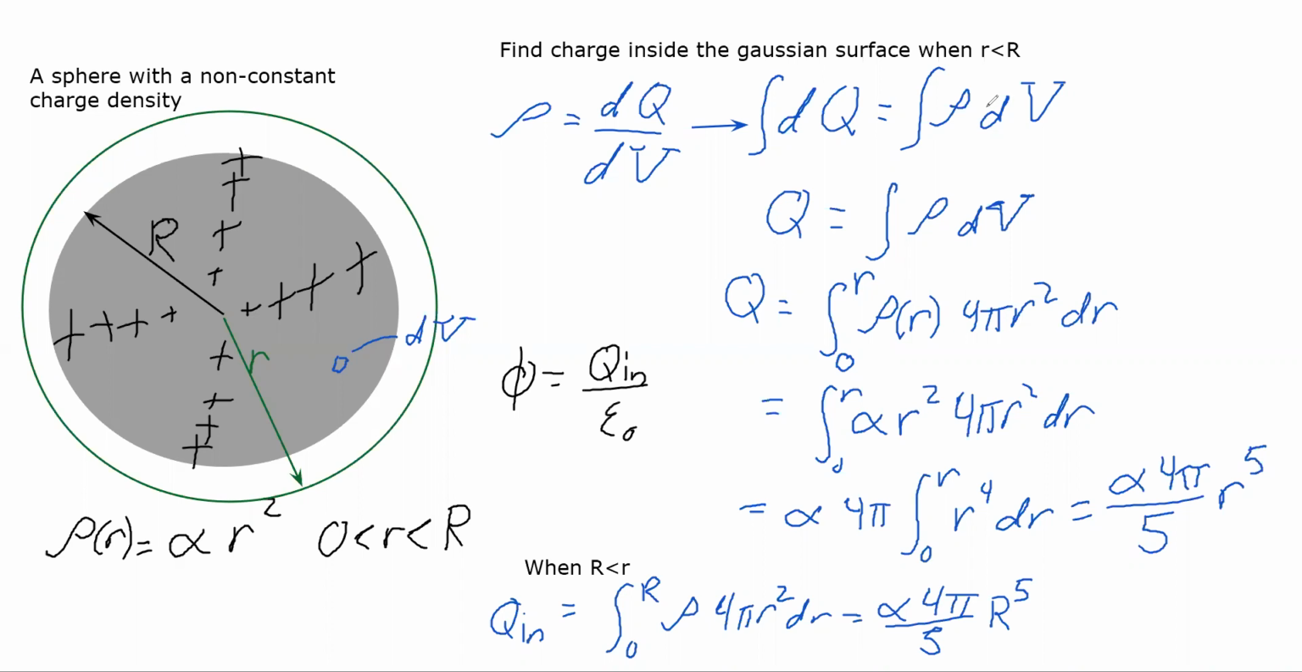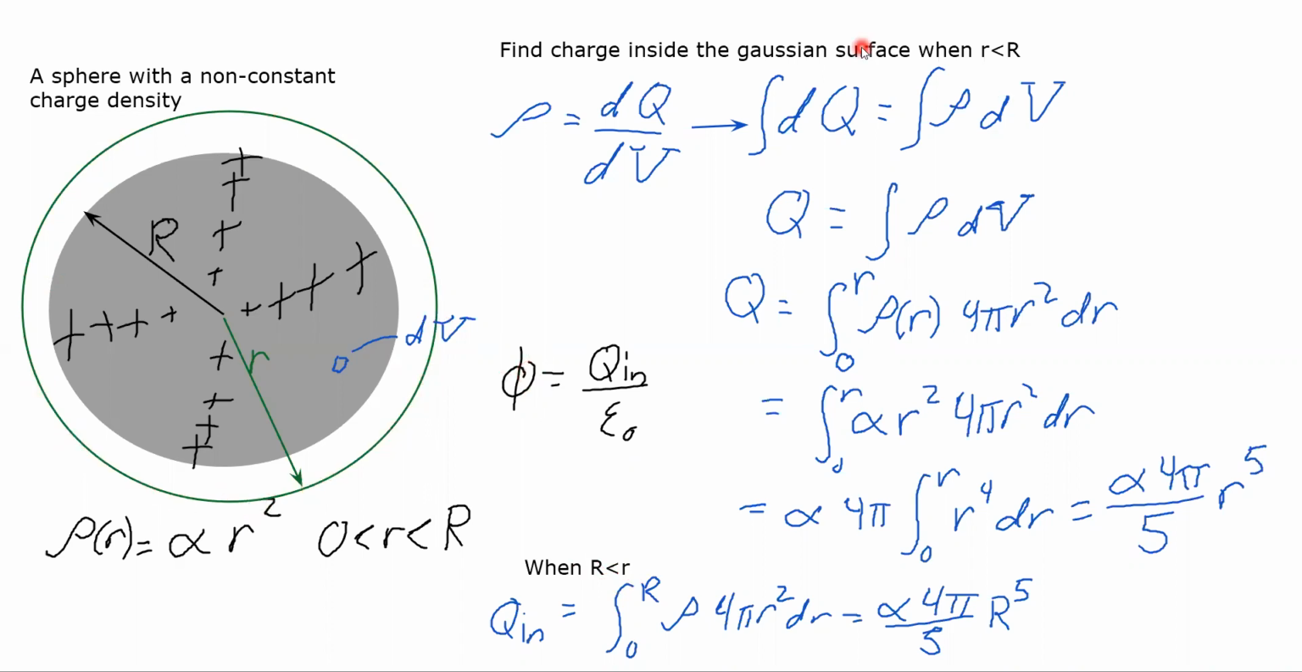So if we're looking at the case when uppercase R is less than lowercase r, which is the picture shown here, and I say find the flux going through what? Well, when you're trying to find flux, you always look to Gauss's law, or the Gaussian surface. You look to the flux going through the Gaussian surface.